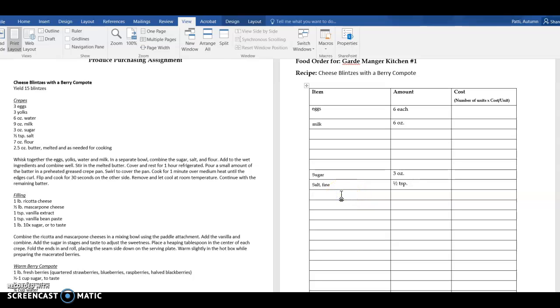Flour is my next ingredient. I'll list flour, but I am going to specify AP. Even though the recipe doesn't, I want to be specific for my purchaser. I need 7 ounces. Next ingredient is butter.